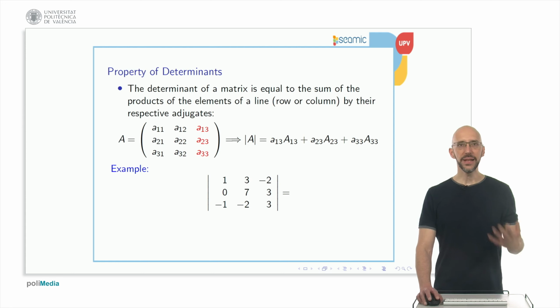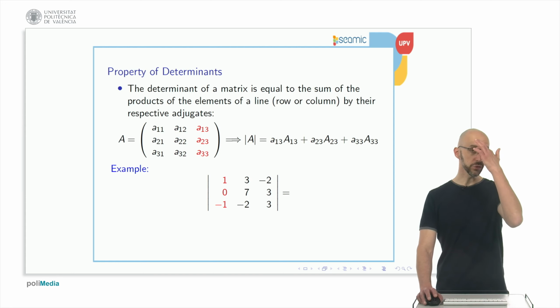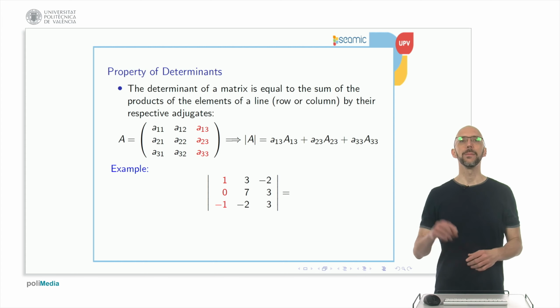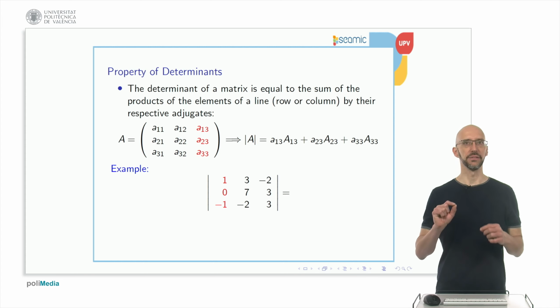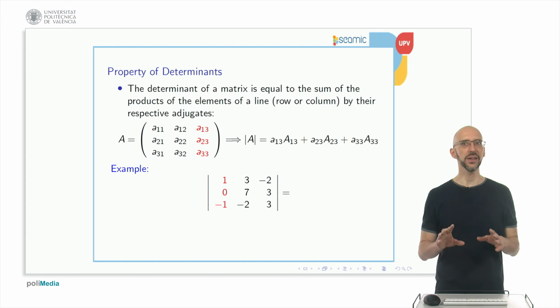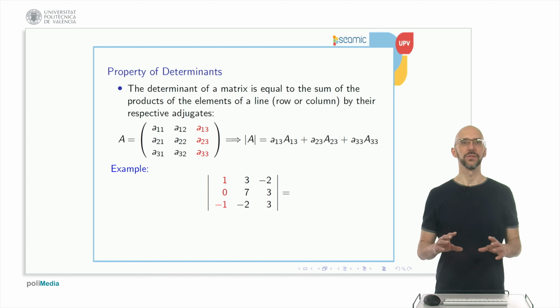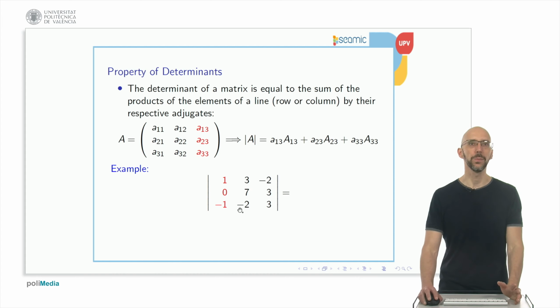Okay, example, let's solve it. We are going to take the first column, and why am I going to do that? Because it has a 0. And remember, this is a hint for the future. Take the row or the column that has the maximum number of zeros. In this case, we are going to develop by this column.